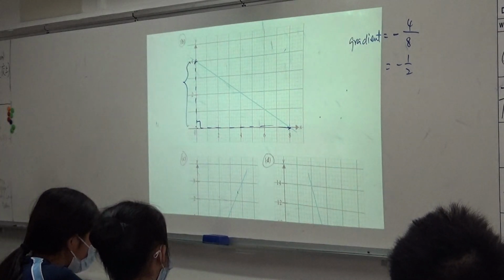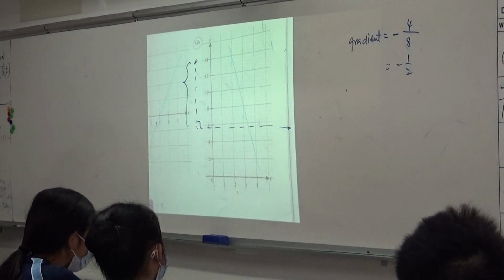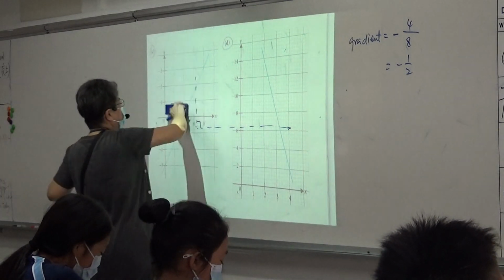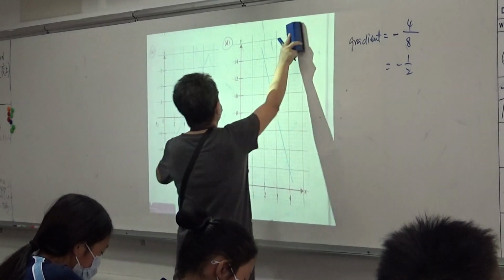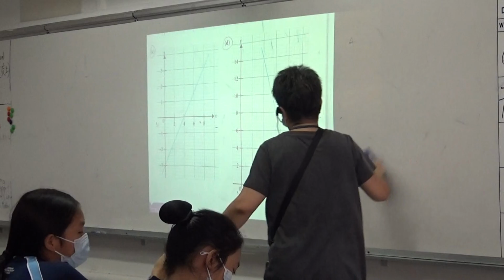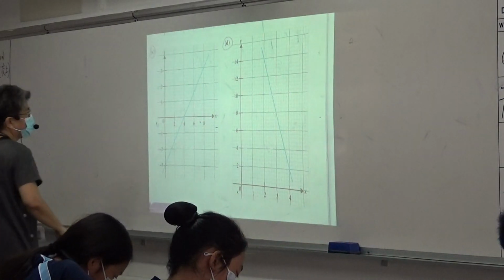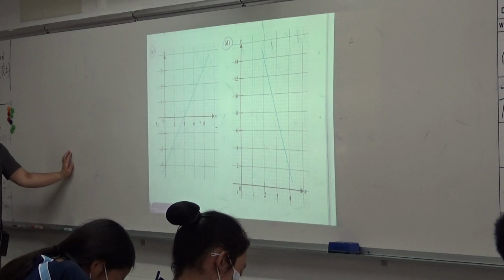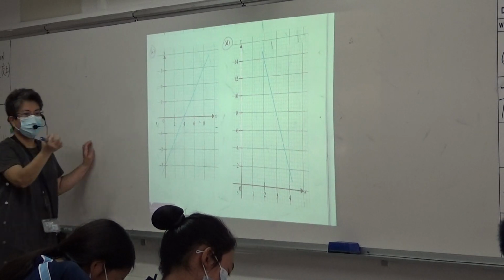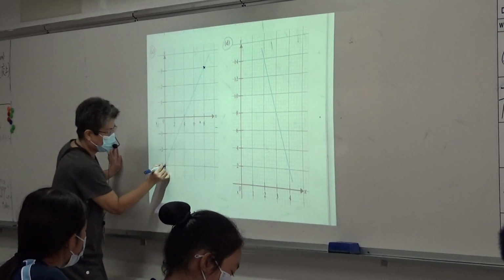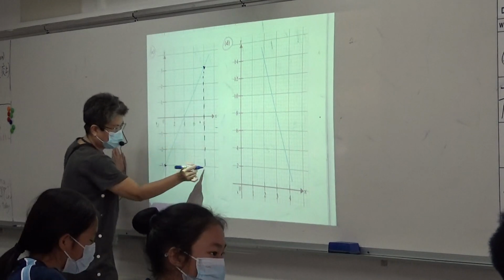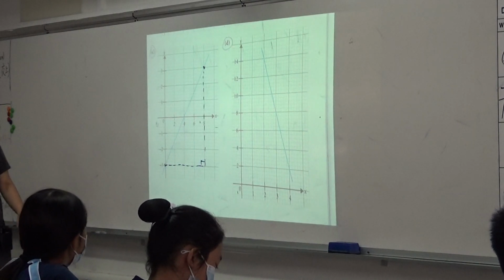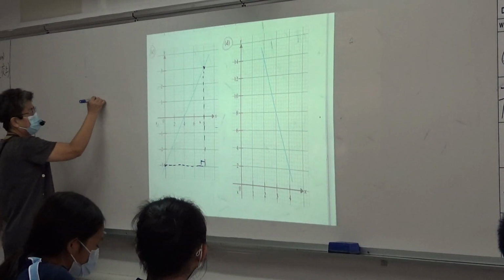Now, next. Can you look up the gradient for C and D? C and D. All of you do. Great. You can choose like that. It's not an issue. Okay. So the gradient.